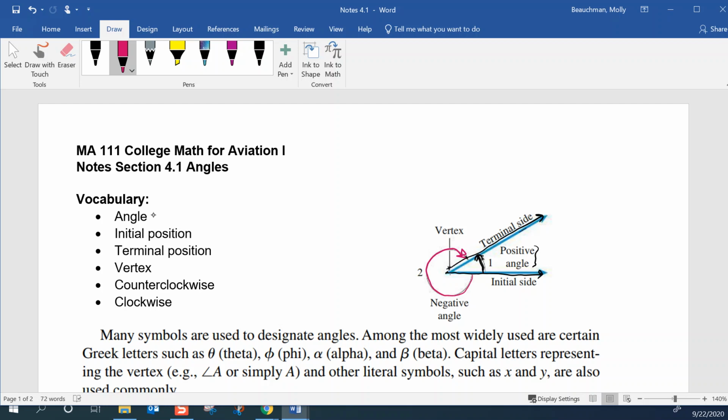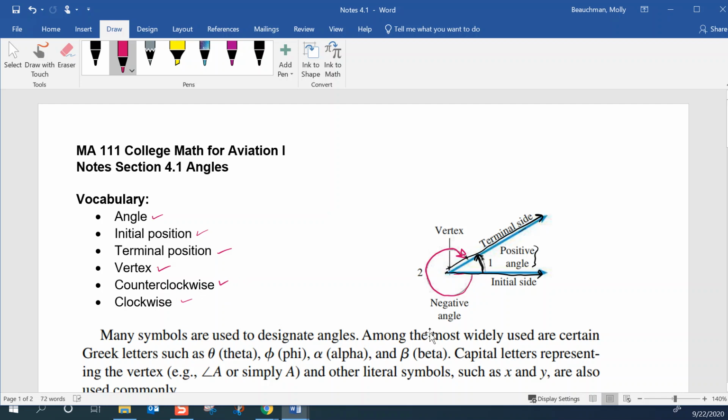So the angle itself is made of two rays. The initial position is the position of the first ray. The terminal position is the position of the second ray. The vertex is where they meet. If we rotate counterclockwise, we have a positive measurement. If we rotate clockwise, we have a negative measurement.